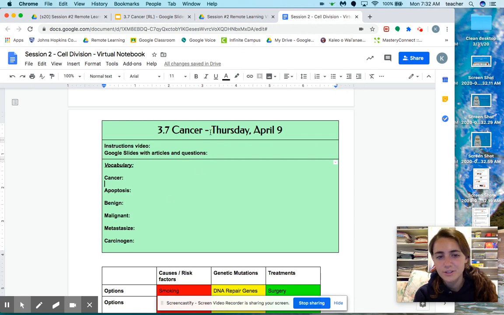And it is not super extensive notes, it's mainly just defining some vocabulary because you're going to be reading articles today on your own and answering some questions about them.